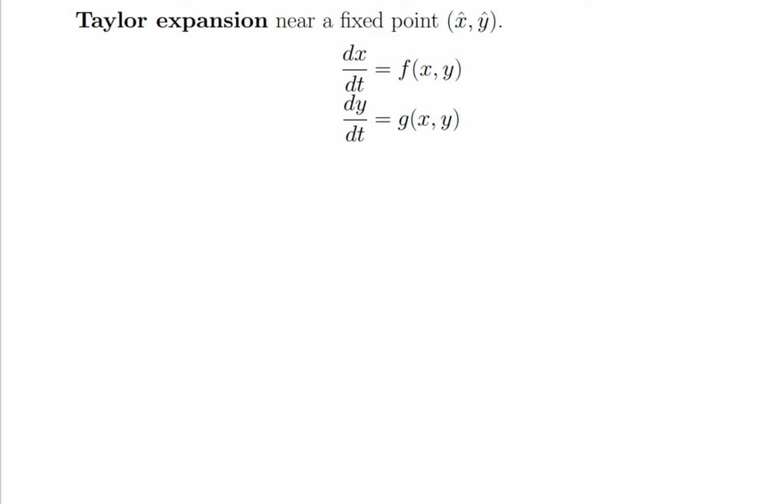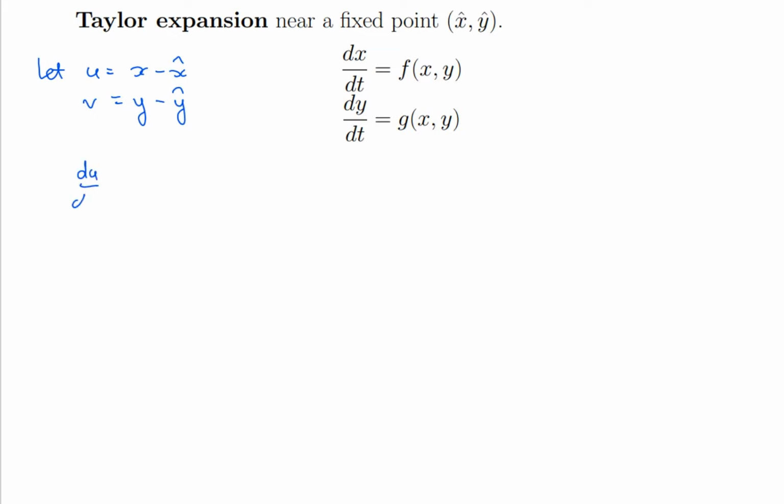Now I'm going to have to do Taylor expansions in two variables. So suppose I've got a fixed point, x hat, y hat, so that f and g are both equal to 0 there. And I want to look at what happens if I start near that point. So I'm going to introduce two new variables, u, which will be x minus x hat, and v, which will be y minus y hat. And I want to look at whether the u and v are going to grow or decay.